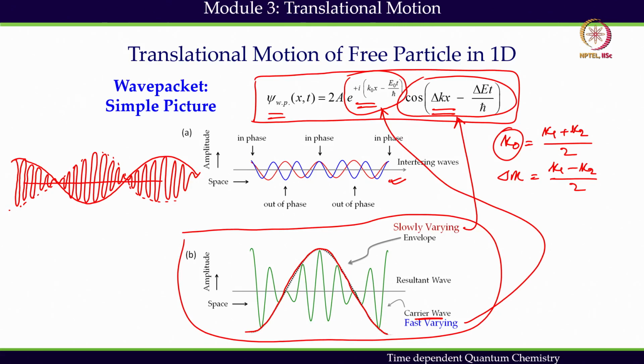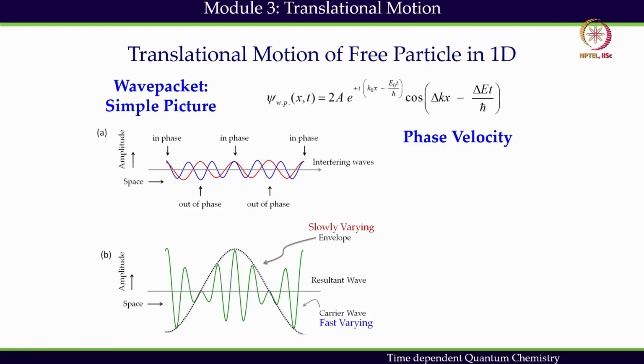So this part is slowly varying and this part is the fast varying component of the wave packet. This is called the envelope, the slowly varying component, and the fast varying component is the carrier wave. So these are the terms which we will be using to represent the wave packet, the particle in quantum mechanics.